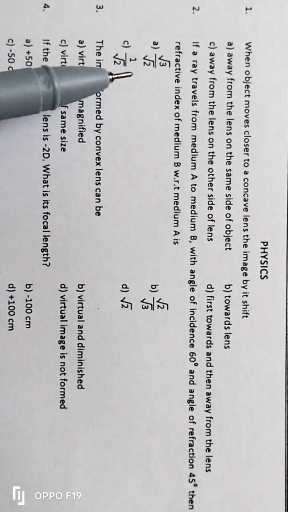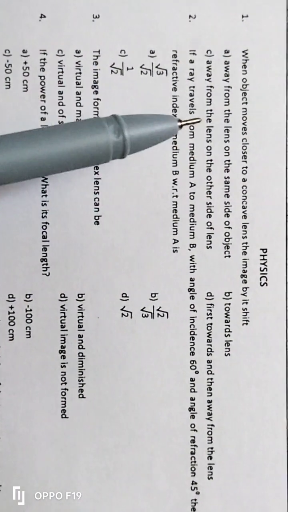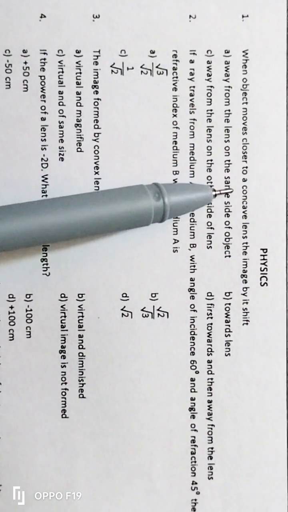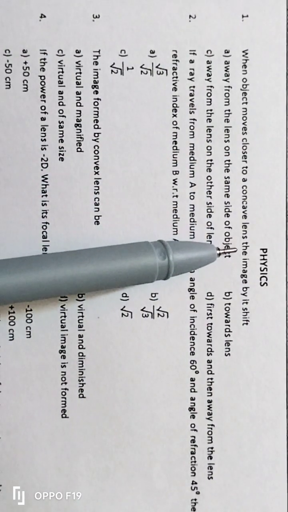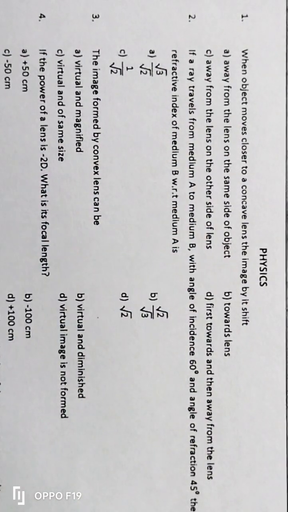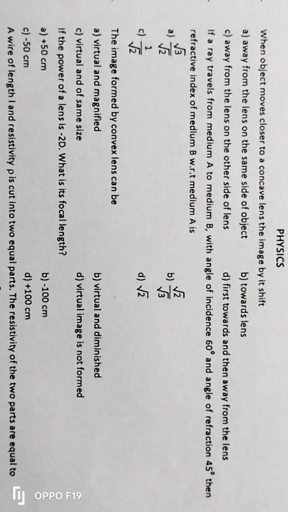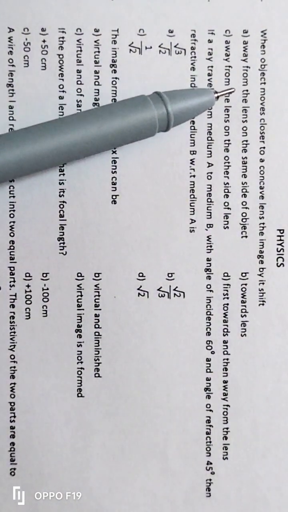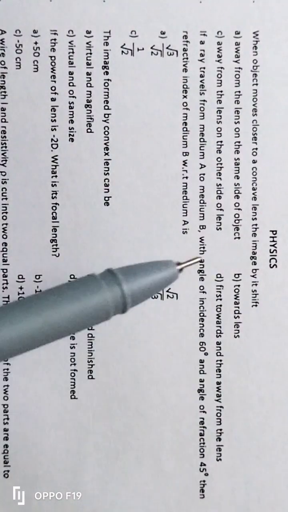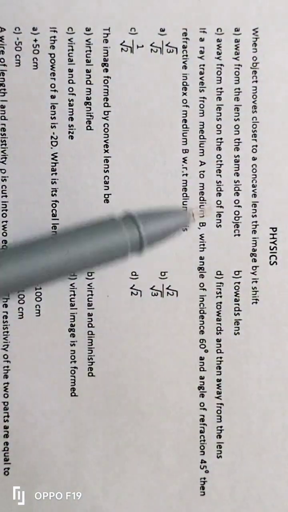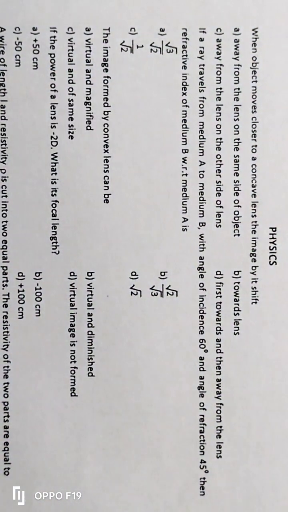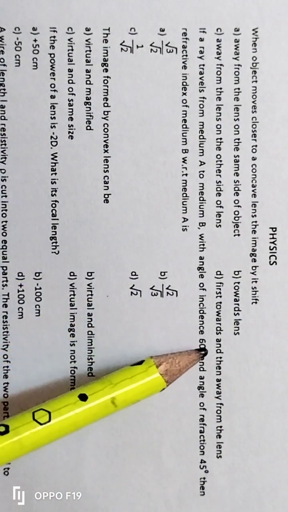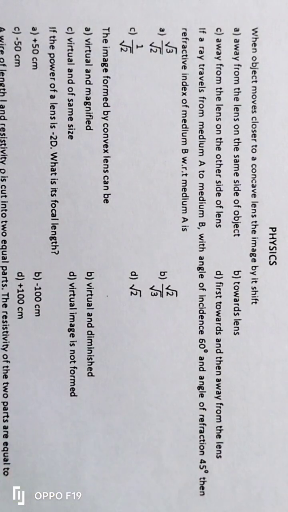The first question is, when an object moves closer to a concave lens, then the image shifts. Option A, away from the lens on the same side as the object. Option B, towards the lens. Option C, away from the lens on the other side of the lens. Option D, first towards and then away from the lens.